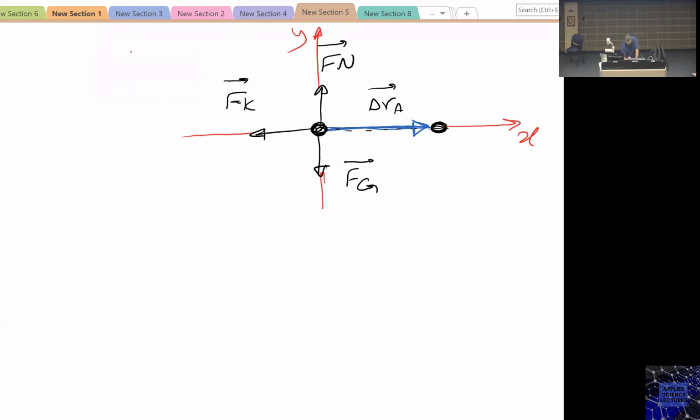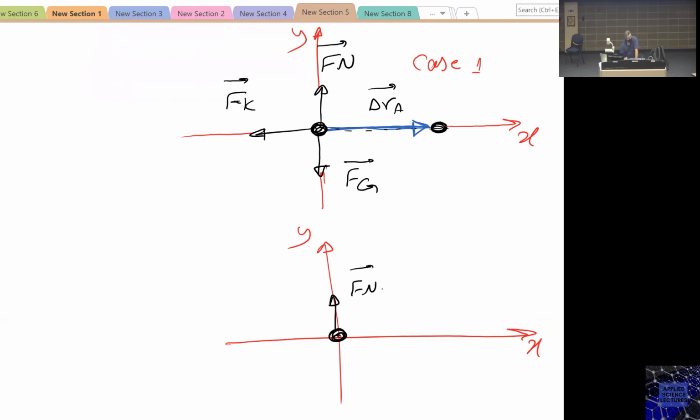So that's for case number 1. For case number 2, we have the penguin, same normal force. It's the same penguin, same mass, same friction, which means the kinetic frictional force is the same. The normal force is the same.